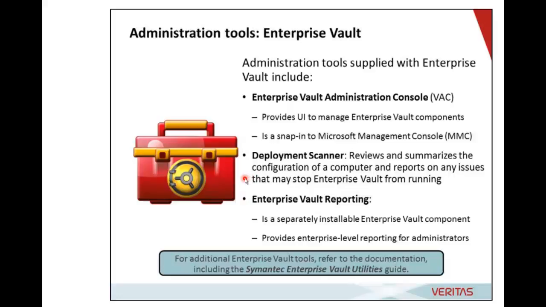The deployment scanner is automatically installed in the Enterprise Vault program folder and can be installed separately using an installation package available on the Enterprise Vault installation media. The scanner can also be run from within the Vault Administration Console.